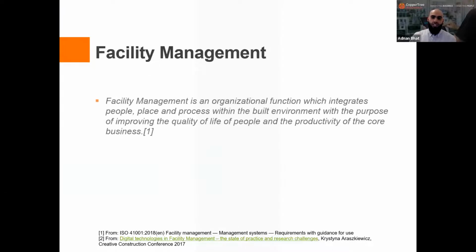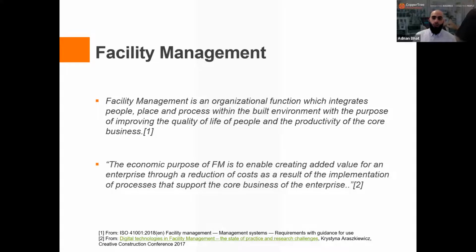According to the International Standards Organization, ISO, facility management is an organizational function which integrates people, place, and process within the built environment with the purpose of improving quality of life and productivity of the core business. Therefore, the economic purpose of facility management is to add value to an enterprise through reduction of costs by implementing processes that support the core business.